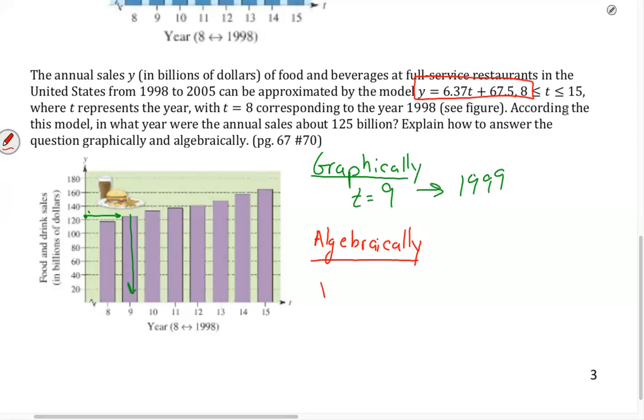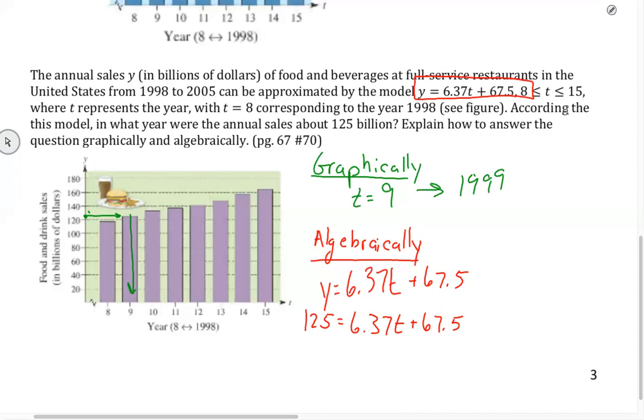So it gave me this big, long equation right here. So I'm going to write y equals 6.37t plus 67.5. And what I'm going to do, Garrett, is it told me what y was. It said y was 125 billion. But since everything's in billion, I only have to write 125. And now, Garrett, I need to solve this equation. So how do I go about doing that, Garrett?